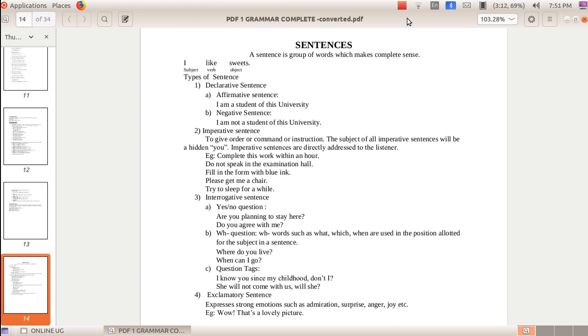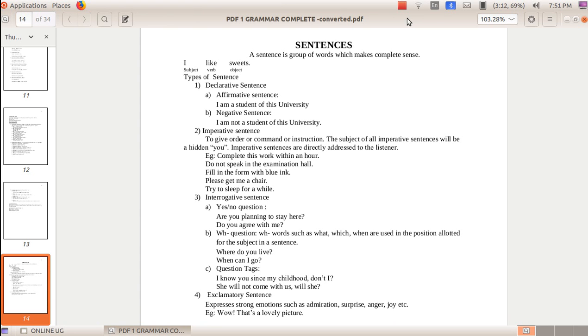So that we call declarative sentence or statement. And you can make declarations in 2 ways. First is positive declaration, and the next one is negative declaration. In both ways you are making a statement, and that is how we have declarative sentences in English.